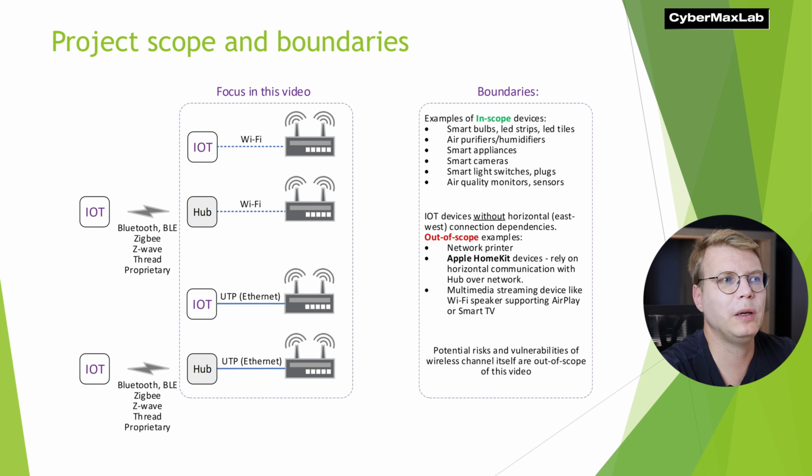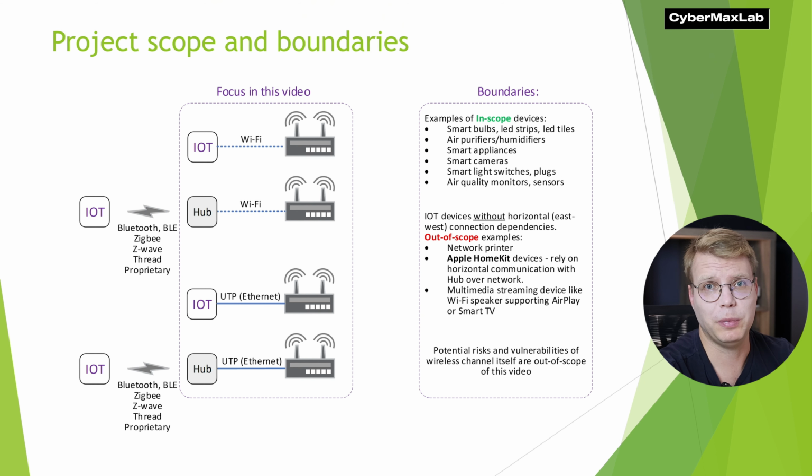Again, on the right side you can see examples of in-scope devices. They can be smart bulbs, your smart vacuum cleaner, robot vacuum cleaner, air quality monitor, smart cameras, smart appliances, etc. And all these devices which are in scope of this video and this approach are devices without horizontal connections, or east-west as we call them, when one device on your network needs to communicate to another device on your network. Focus of our video is a device that is only communicating to the cloud, to its management server. It doesn't require any horizontal connections.